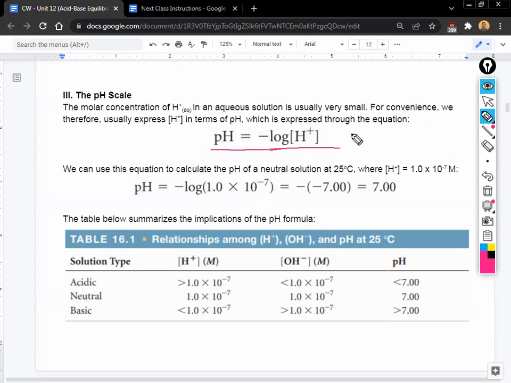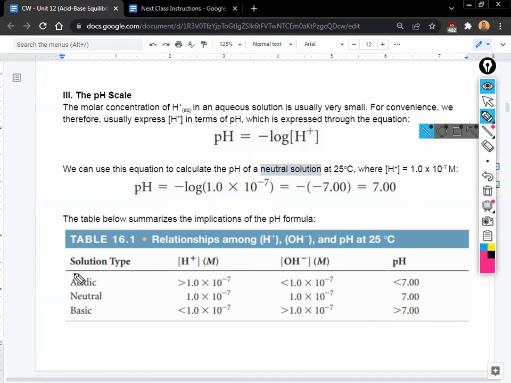pH is the negative log of the concentration of H plus in a solution. Okay, and so down here, you guys don't need to copy this down, but pH for a neutral solution where you have the same number of H plus and OH minus is negative log of 10 to the negative 7, which is going to be 7. So 7 is water. It's neutral. It's a neutral solution.